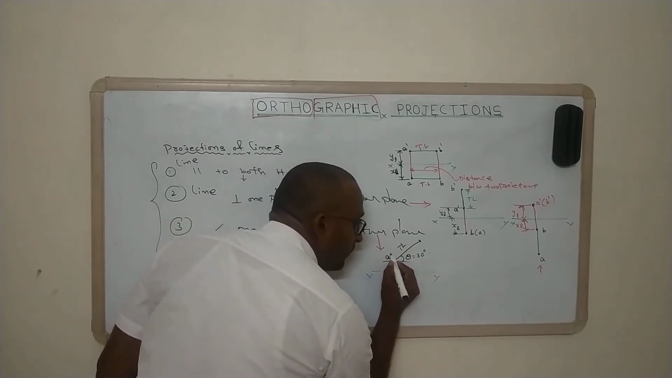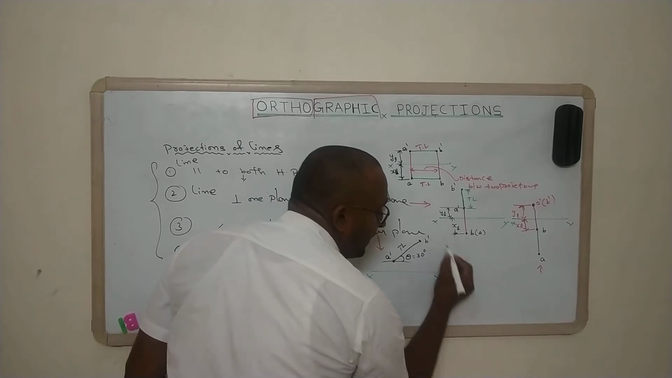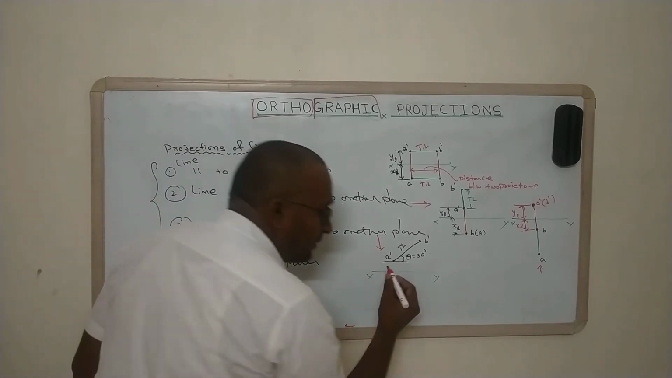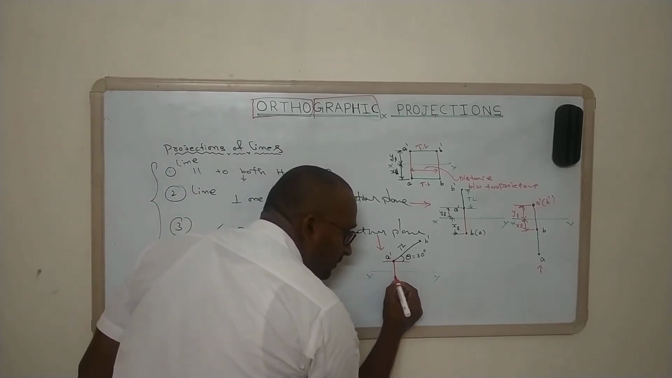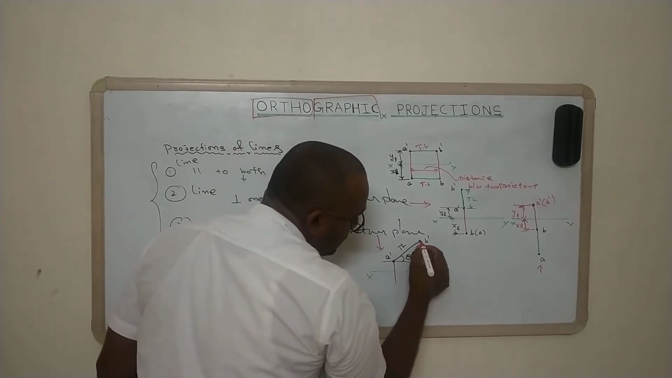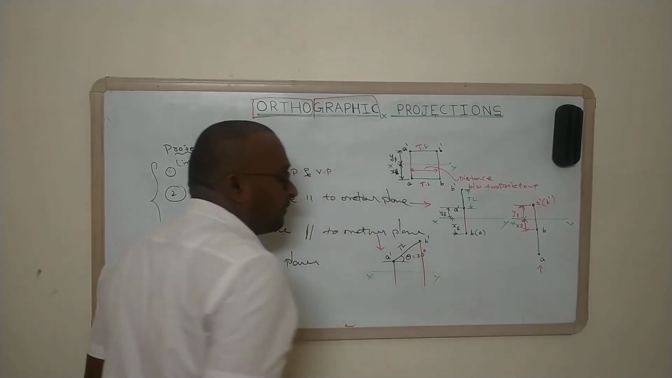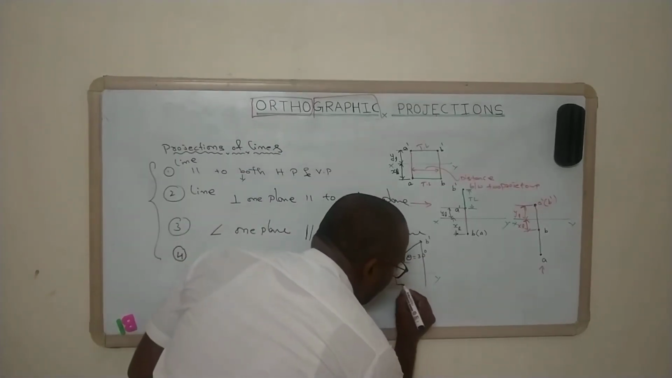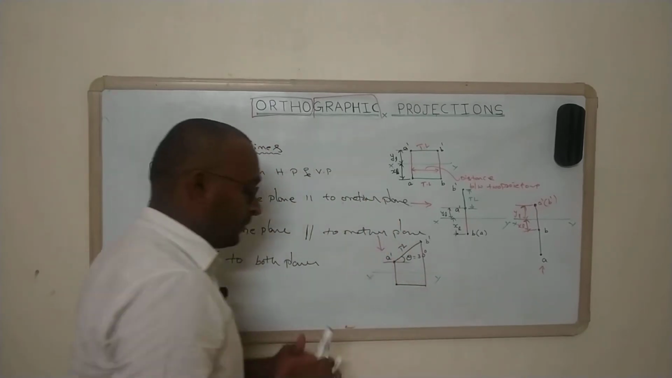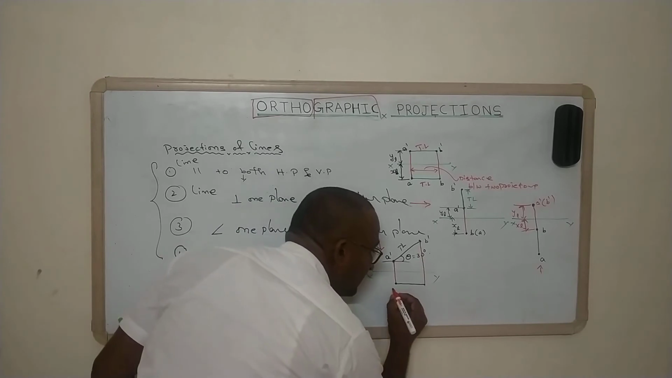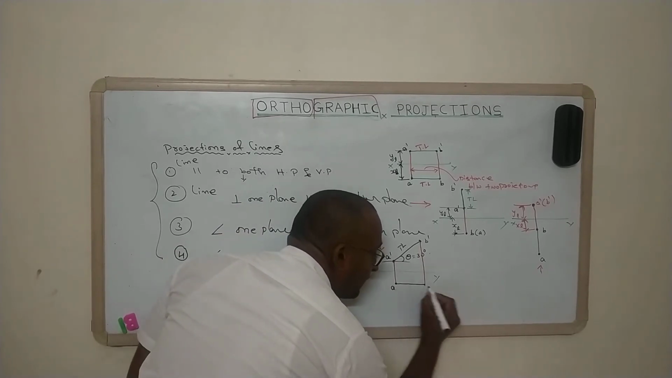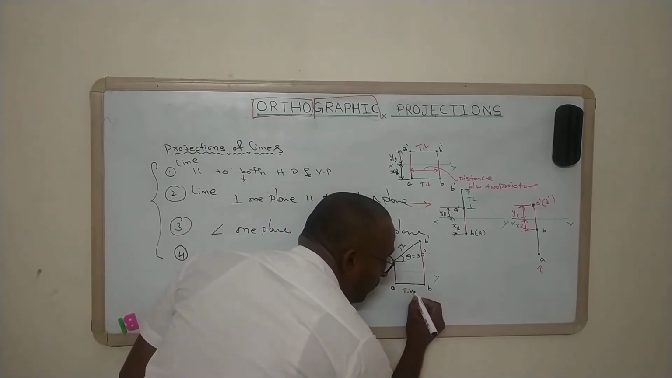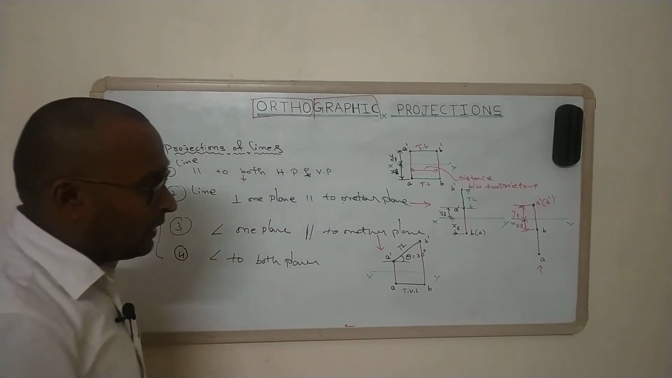So here the front view is A dash B dash. Now we need to get the top view of the given line. Here the projection of A dash, projector of B dash, then we will get the required top view. So here you can see it is A, B. This is the top view length.